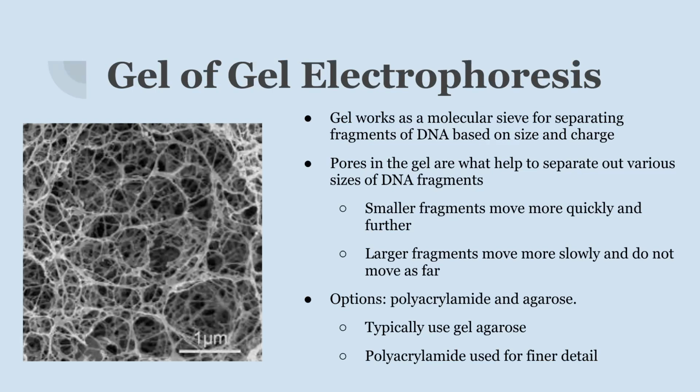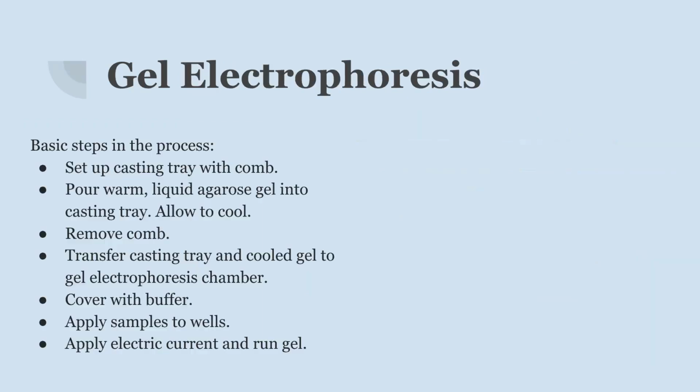So there are a couple of different options for the gel sieve, and it's polyacrylamide and agarose. Most people typically use agarose, and polyacrylamide is typically used for finer detail, such as when you would have tiny fragments or sections of DNA where you really haven't been able to amplify as much, and you need to really be able to see what you're working with.